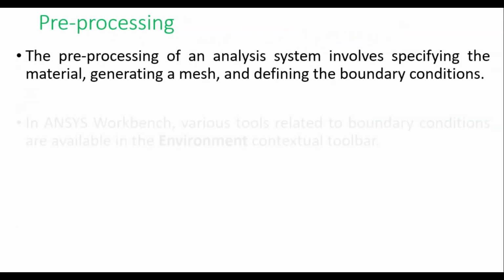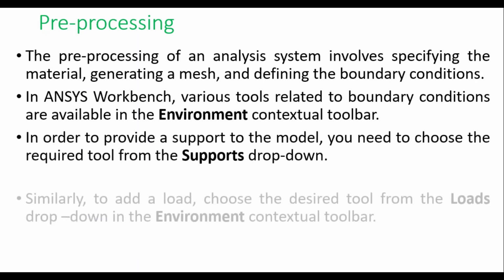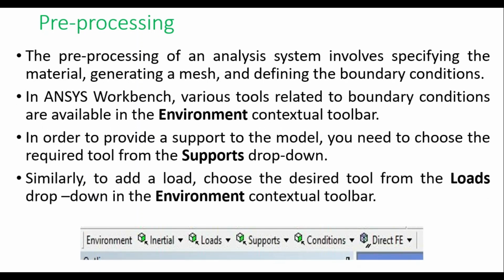So there are three steps for any FEA analysis, that is pre-processing, solution and post-processing. First is pre-processing. The pre-processing of any analysis system involves specifying the material, generating a mesh and defining the boundary conditions. Here we have to specify the material properties like Young's modulus, yield strength or Poisson's ratio. Then we have to generate the mesh according to the geometry or according to the type of analysis. Then we have to define the boundary conditions.